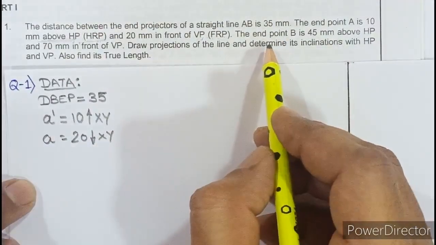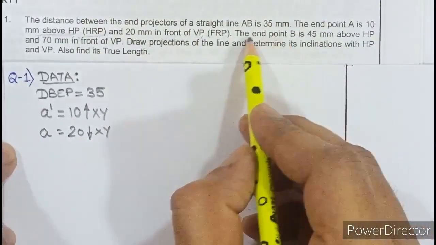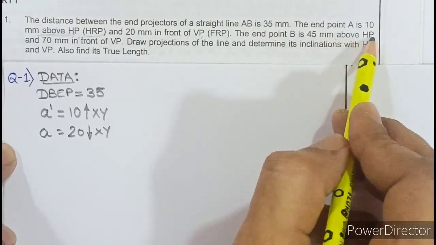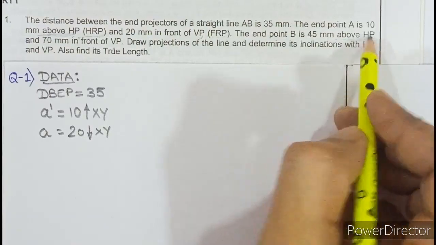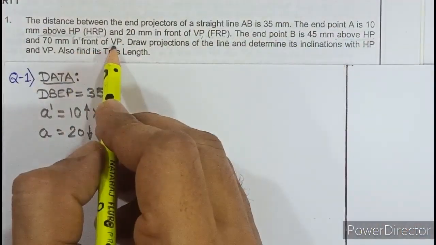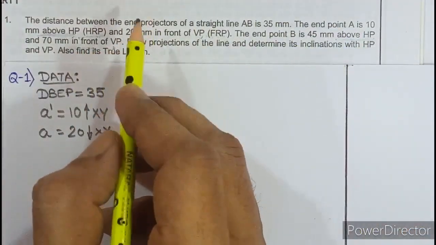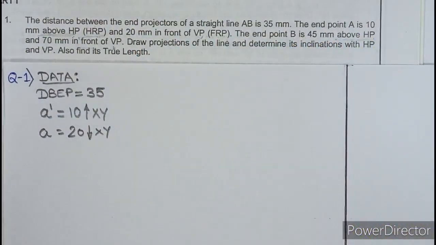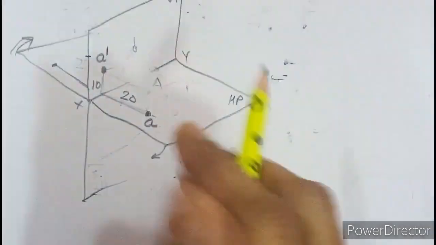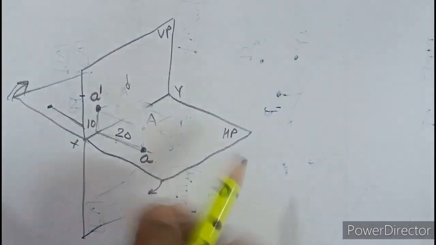Let us read the question further. The end point B is 45 above HP and 70 in front of VP. So you need to visualize, if a point is above HP and in front of VP, so in which quadrant it lies? Above, in front. So it is again in the first quadrant. So point B is 45 above and 70 in front. So let us discuss here. So in exam you should not draw all these diagrams.